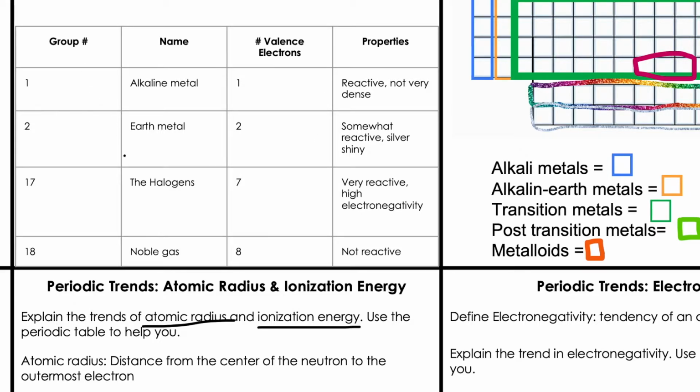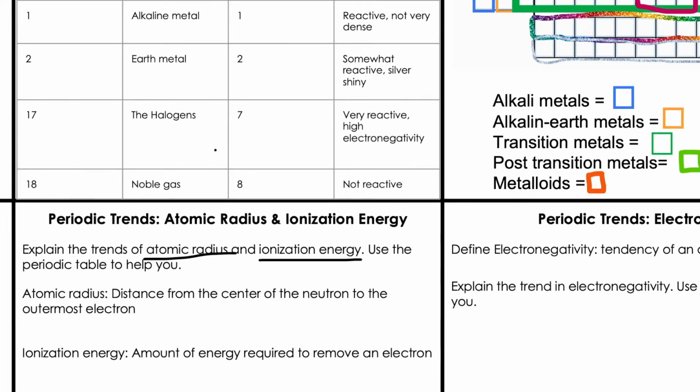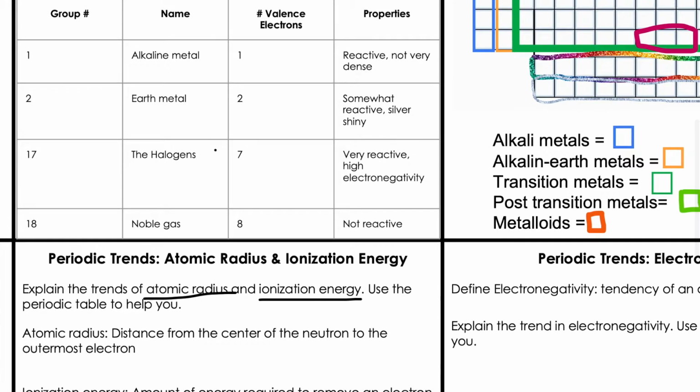Group 2, earth metals, number of valence electrons 2. Some are reactive, silver and shiny, but this one is harder. Alkali metals are soft, while earth metals are harder. Group 17, the halogens, 7 valence electrons, they are nonmetals, and very active, high electronegativity.